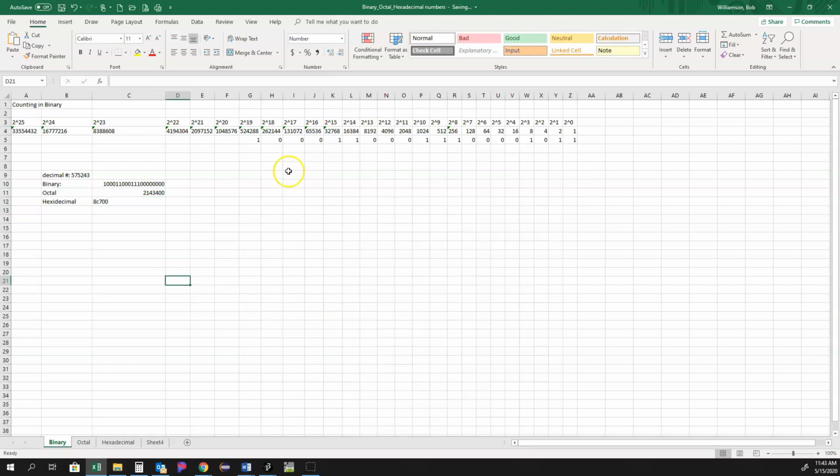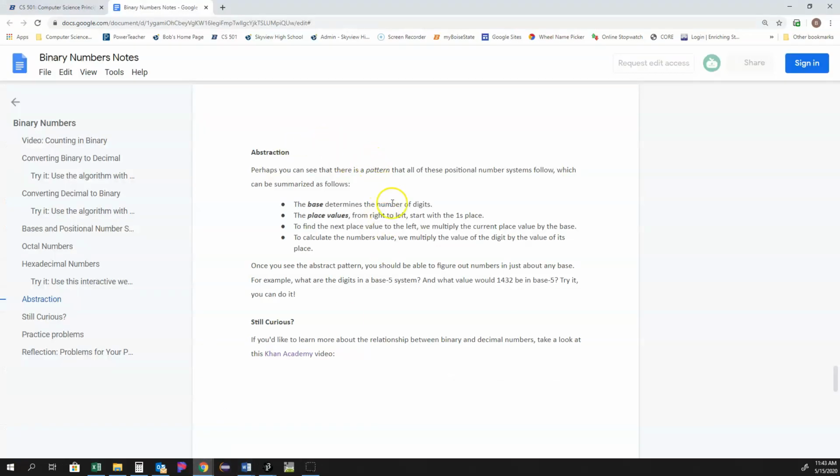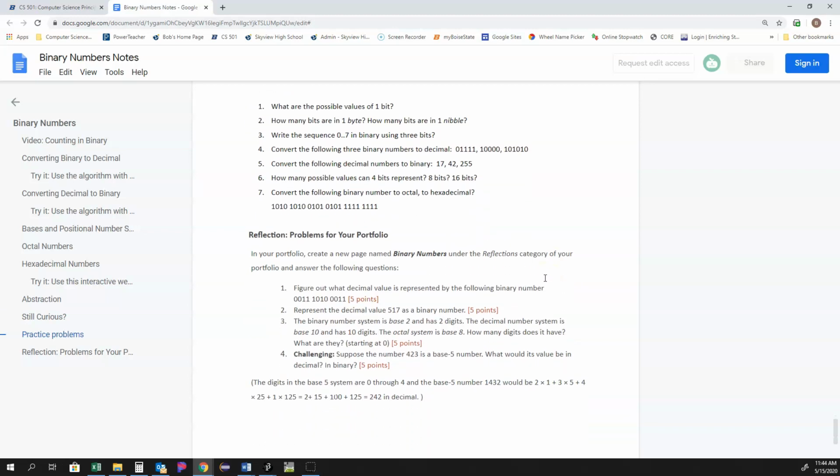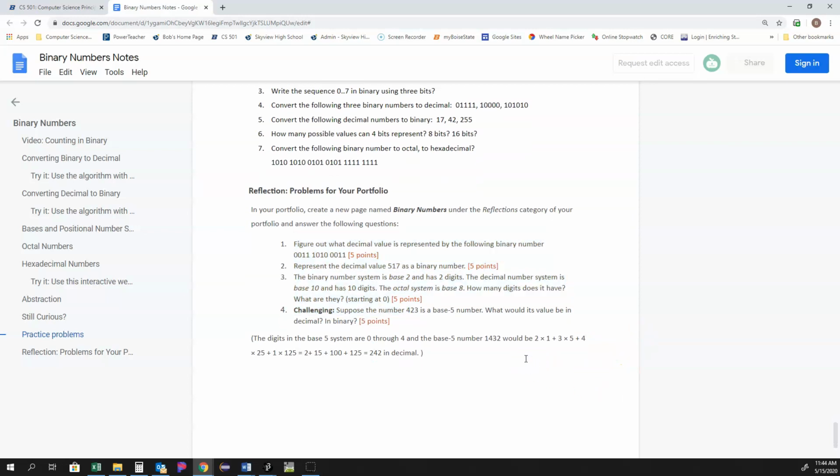I will provide you with this handout to help you convert your binary to octal and hexadecimal and so forth. Go back and reference our handout. We talked about abstraction. Here are some practice problems that you should be able to look at. In your portfolio, underneath reflections, I would like you to answer these. They are point assigned, so it's important that you do that.